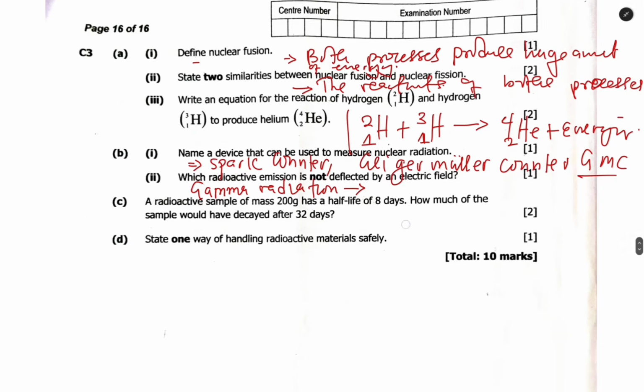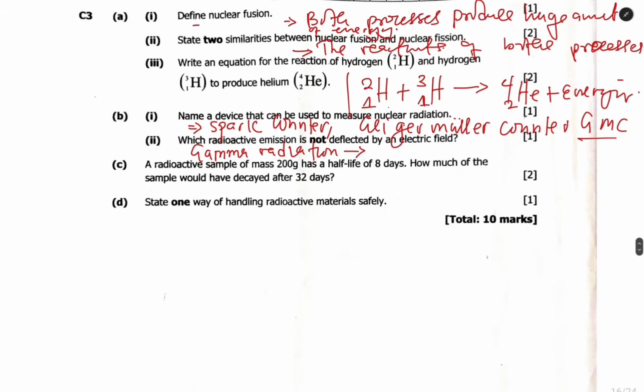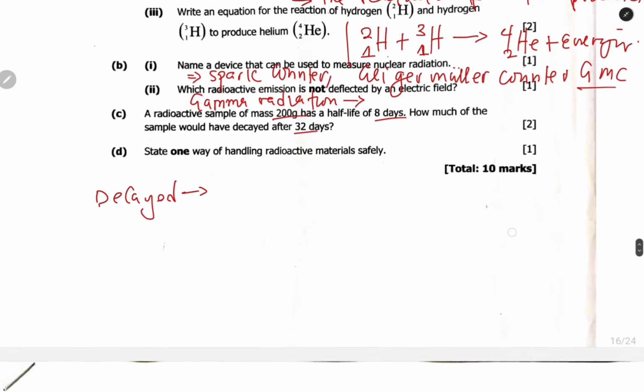Then of course, question C, a radioactive sample of mass 200 has a half-life of 8 days. How much of the sample would have decayed after 32 days? So now here, we are looking for the sample that decayed. Now, what we are given here, we are given the initial amount, the half-life, and the time that elapsed. So there are different methods that you can look at.